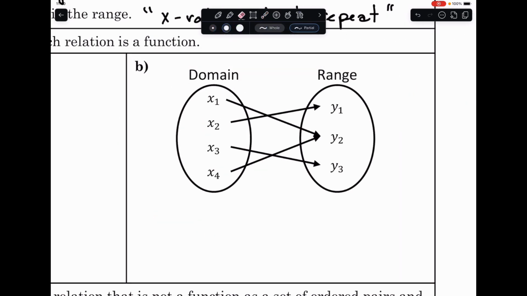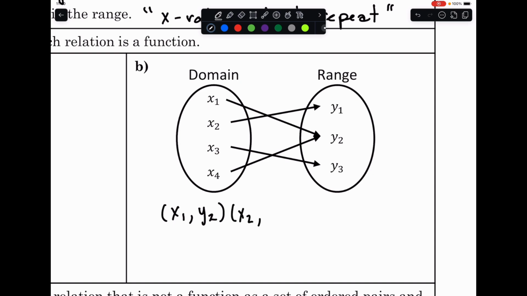So let's look at this example now. Right here is a mapping. Our domain is identified as these 4 elements here. Our range are these 3 elements there. And let's make this into a set of ordered pairs. So the arrows indicate how the elements in the domain correspond to the elements in the range. With the arrow, x1 is mapped to y2. So it corresponds to the y value of y2.